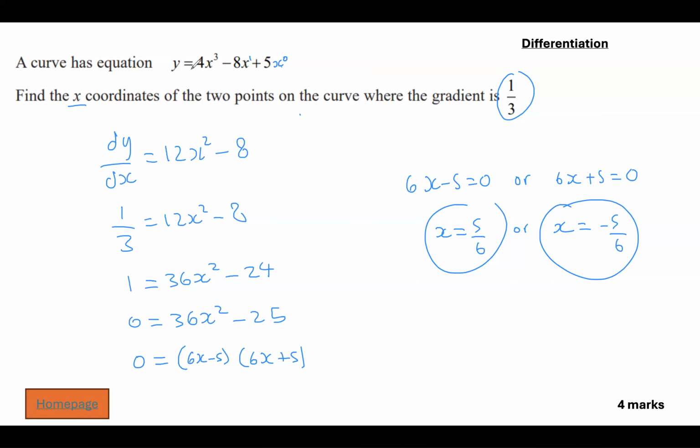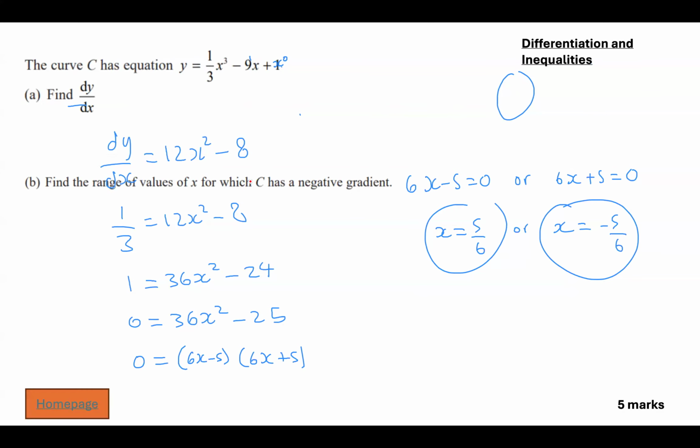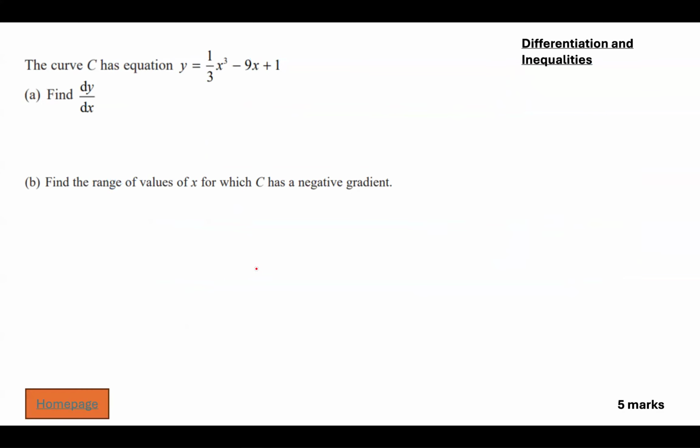Right, the next question is as follows. Find dy by dx. Well, 3 times a third is 3 over 3, which is 1. So we get x squared minus 9. So this bit is relatively straightforward. But now it says find the range of values of x for which c has a negative gradient.